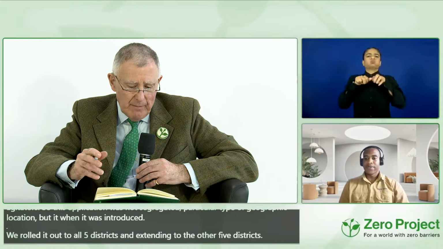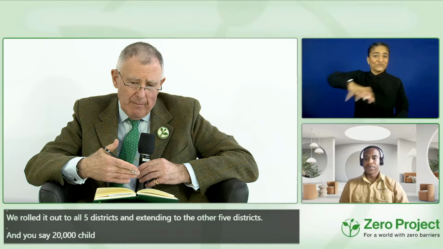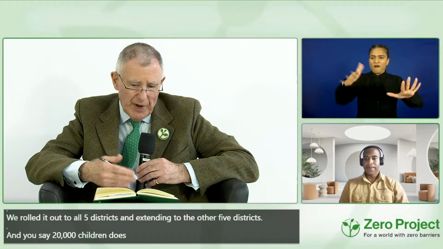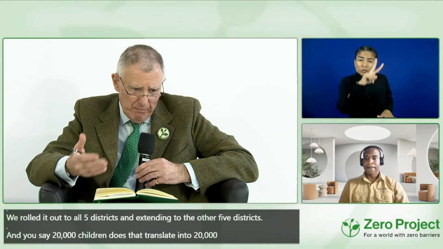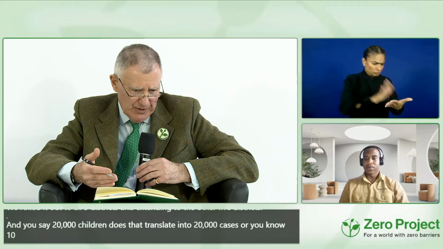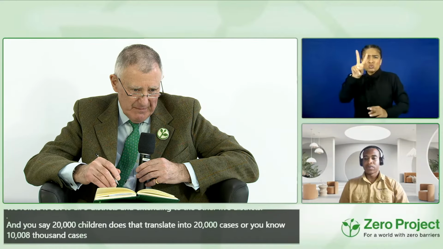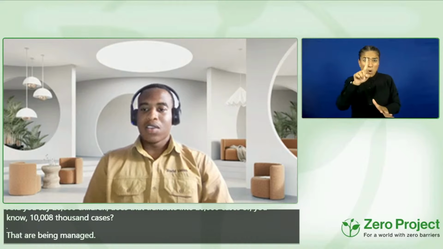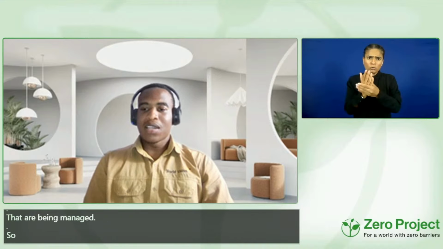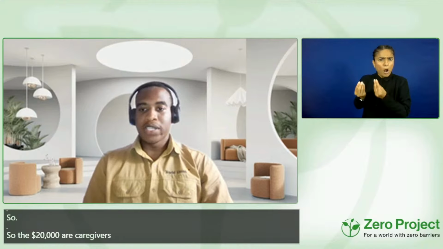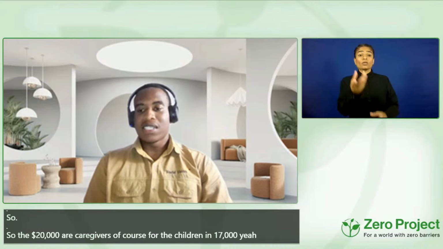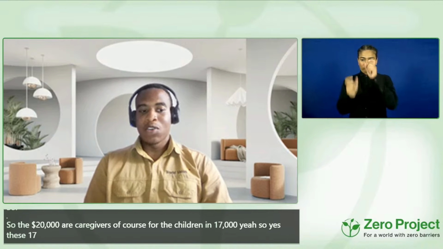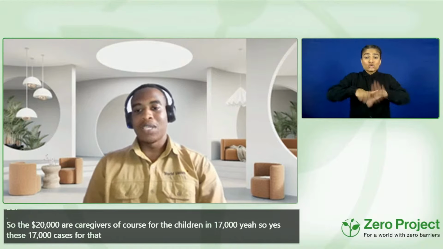Right. And you say 20,000 children. Does that translate into 20,000 cases, or 10,000, 8,000 cases that are being managed? The 20,000 are caregivers. For the children, it's 17,000. So yes, these are 17,000 cases, one for each child to be managed.